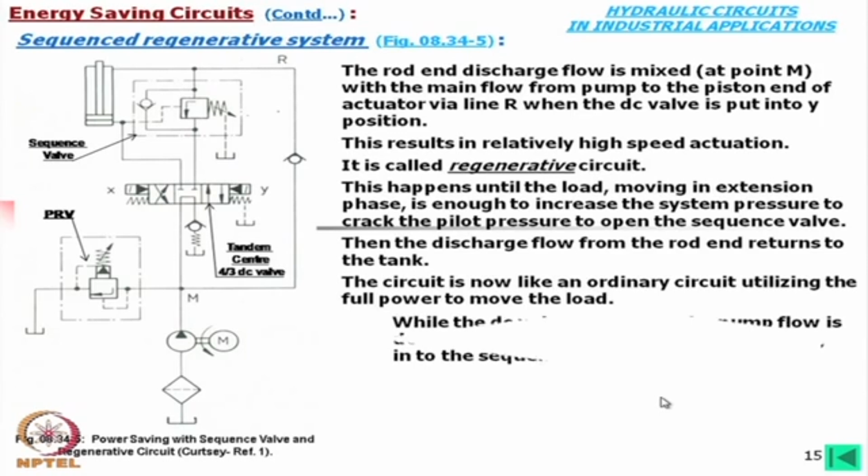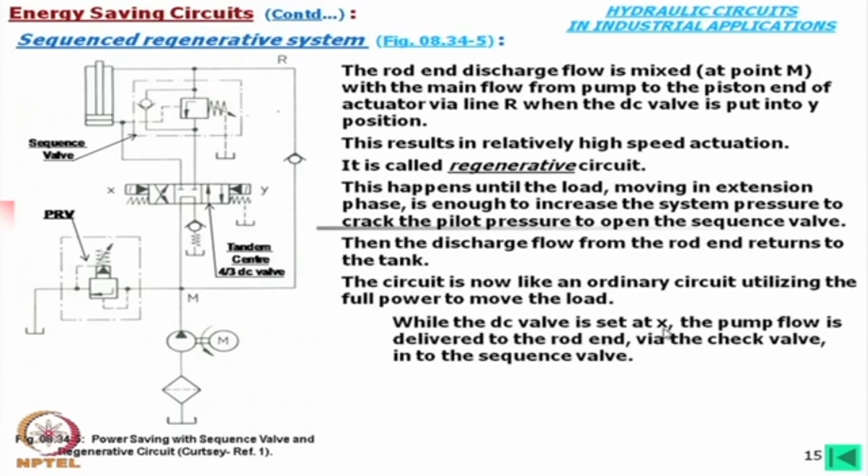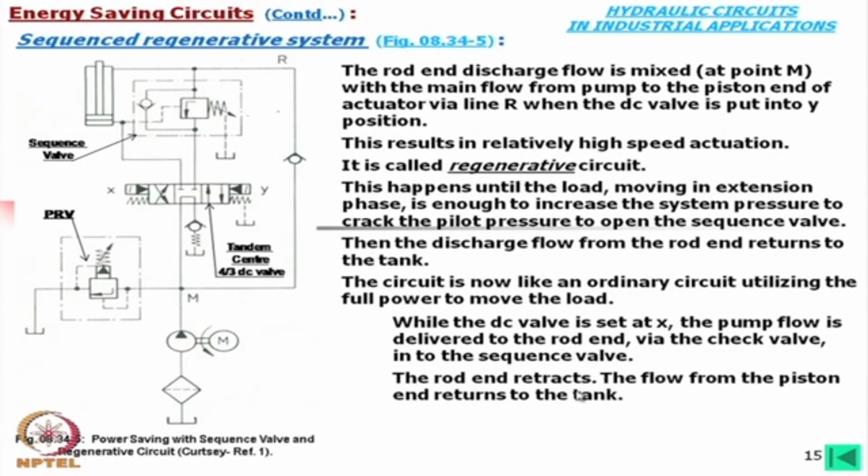While the DC valve is set at X, the pump flow is diverted to the rod end via check valve into the sequence valve. The rod end retracts, the flow from the piston end returns to the tank. This is again like an ordinary circuit.